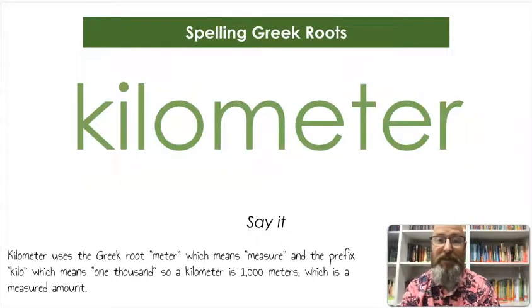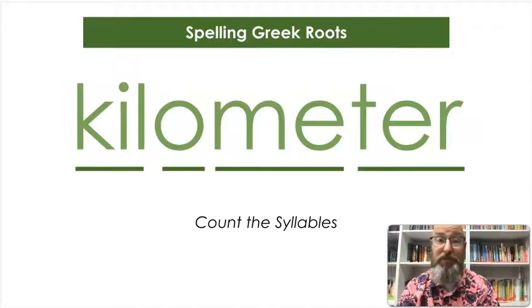Our next word is, this could be said two ways. You might say kilometer or kilometer. Kilometer uses the Greek root meter, which means measure, and the prefix kilo, which means 1,000. So a kilometer is 1,000 meters, which is a measured amount.